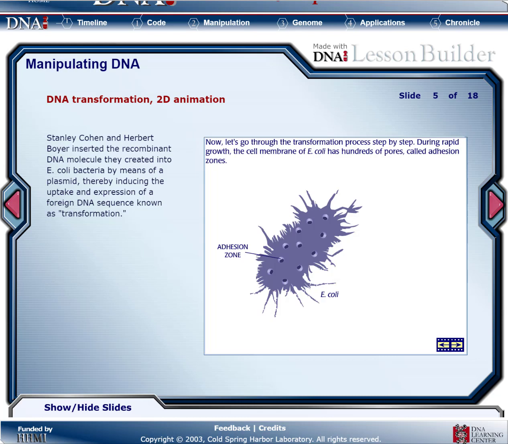Okay, so for transformation, I'd put: technique used to insert recombinant DNA molecules into host cells. An example, plasmid DNA into E. coli bacteria. The technique induces host cells to take in and express the foreign recombined DNA sequence. The technique uses a combination of cold calcium chloride suspension and heat shock, raising and lowering of the temperature, to create a current that facilitates the travel of the recombined DNA through the host bacteria's adhesion zones on the cell membrane.